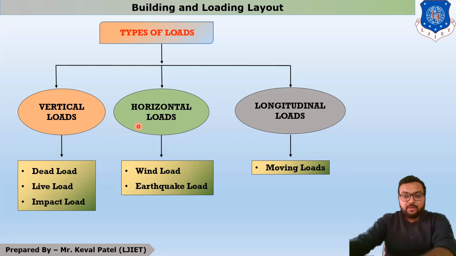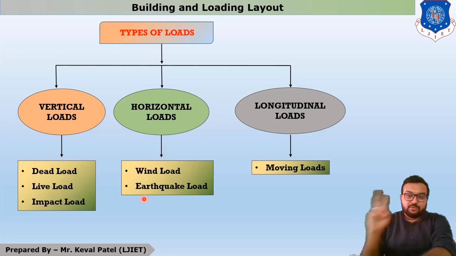Now for earthquake load, you all know that IS 1893 2002 is there, but in the recent scenario IS 1893 2016 is useful. And snow load, which is not listed above but is also considered in vertical load, is found from IS 875 part 4.